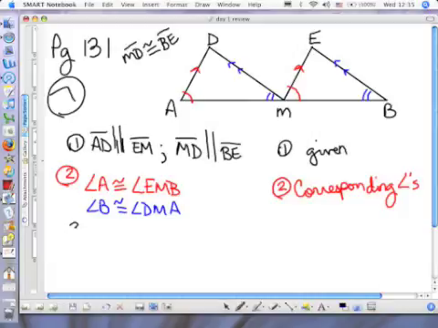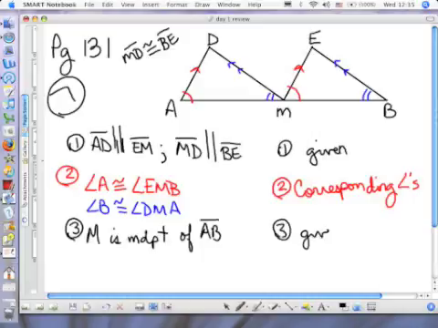So we go to the next part of our given statement, and it says that M is the midpoint of AB. I know that because it was given. So using this as an if-then statement, if M is the midpoint of AB, then AM is congruent to MB. Why? Because of the definition of a midpoint.